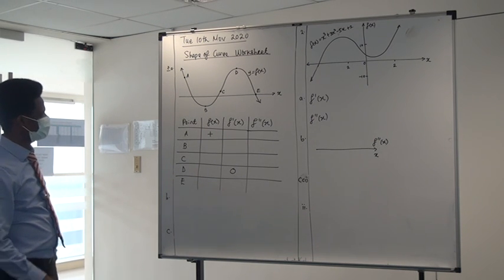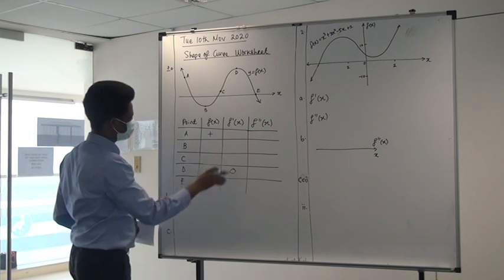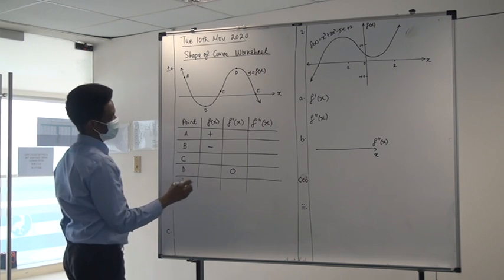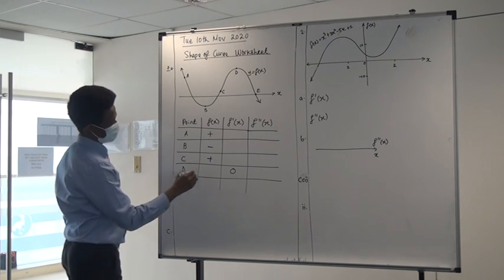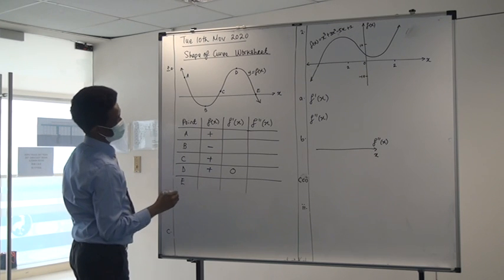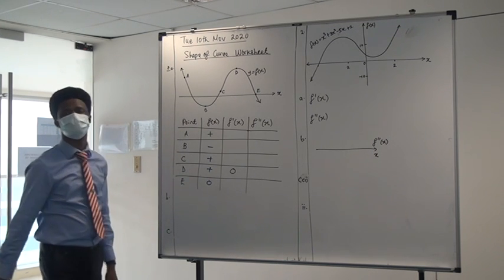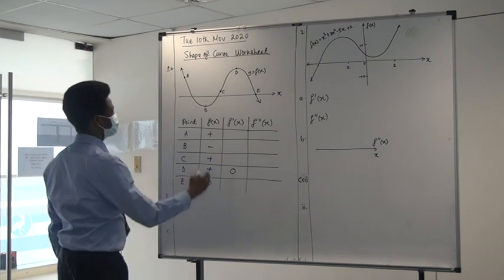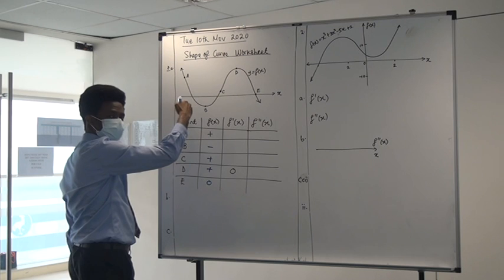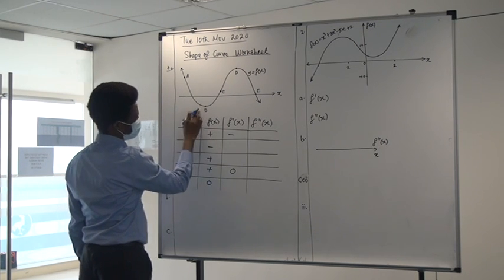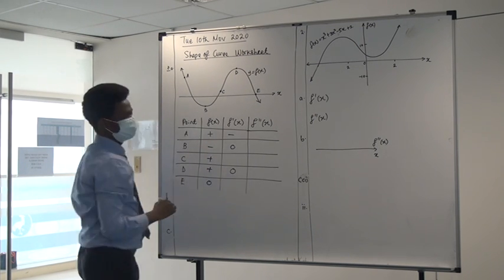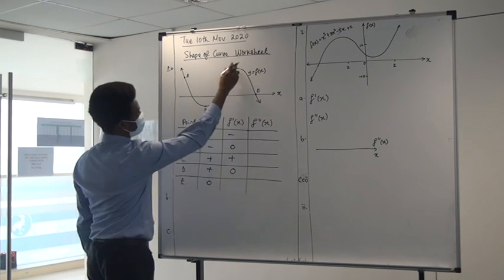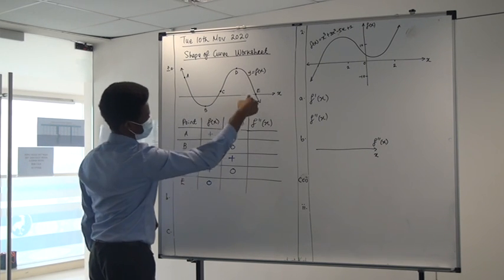So f of x, I think we completed this table yesterday. At b, it is negative, yes? At c, it is positive. At d, it is positive. And at e, it is 0. Yes? Then the derivative, negative derivative, yeah? What about here? 0. 0, being a turning point. What about here? Positive. And here? 0. And here? Negative.